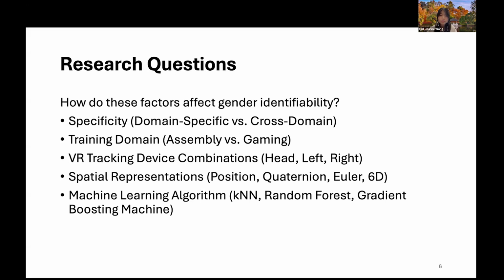Here, device combinations include the headset, left and right controllers, and spatial representations include position, quaternion, Euler, and 6D rotation representations. The algorithms we selected were k-nearest neighbors, random forest, and gradient boosting machines, and we selected these based on their high performance in similar works.